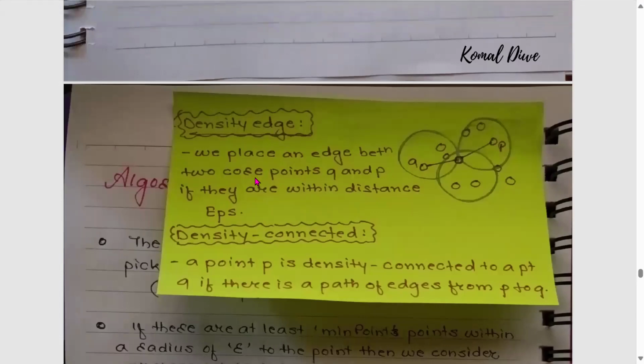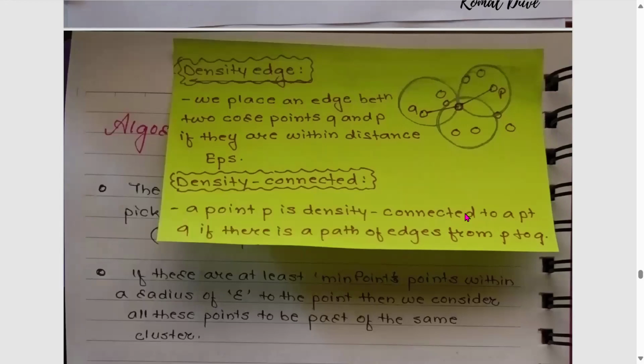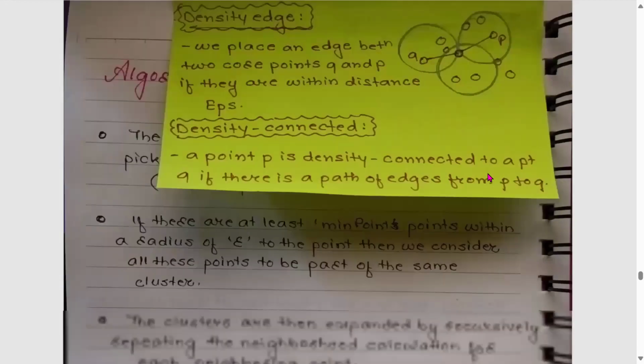Place an edge between two core points Q and P if they are within distance epsilon. A point P is density connected to a point Q if there is a path of edges from P to Q.